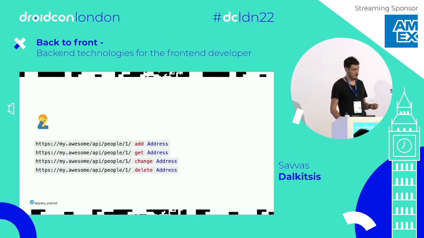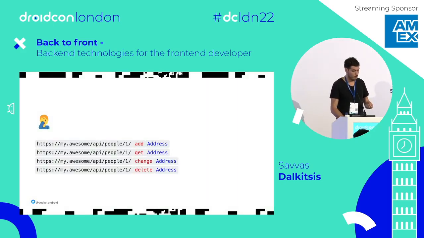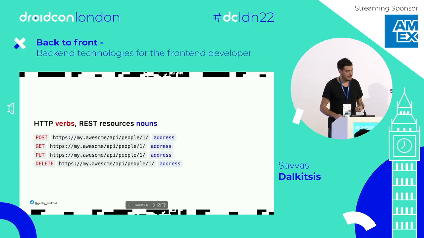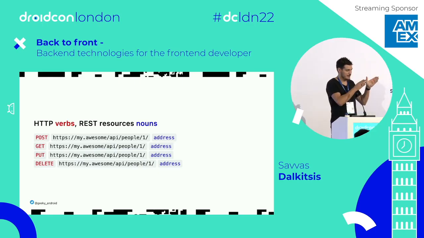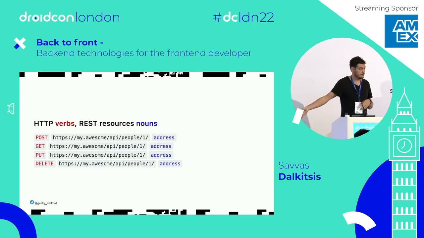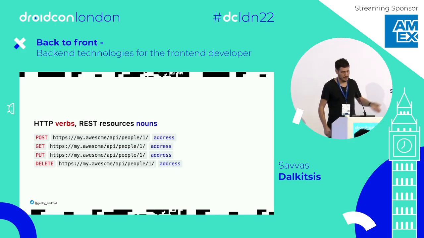And the reason for improving them is because HTTP verbs are called verbs for a reason. In REST, HTTP are the verbs and REST resources are the nouns. So instead of adding an address, you post to the address resource. Instead of getting an address, you get, like HTTP GET, the address resource. So the resource stays the same. You just perform different verbs on it.